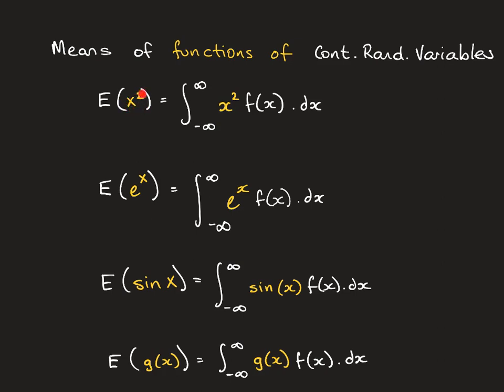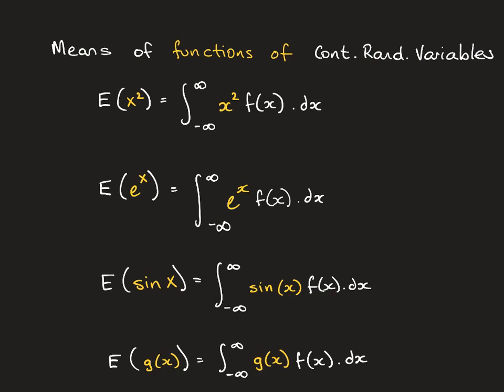So here we've got capital X squared, and in our integral we've got x squared. Here we've got e to the capital X, which is our continuous random variable, and in our integral we've got e to the little x. So they match, e to the big X, e to the little x. Here we've got sine of capital X, sine of little x. So we would multiply whatever our function was for our random variable by sine of x.